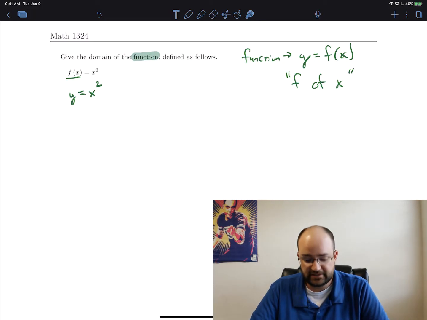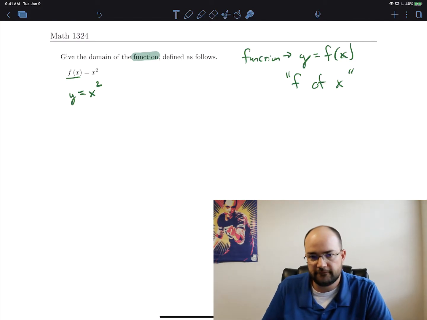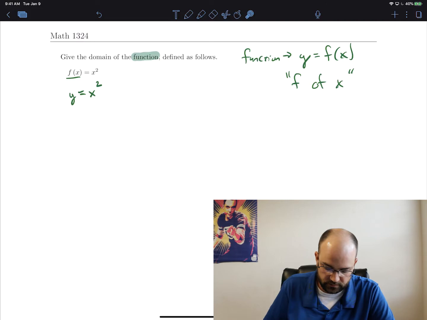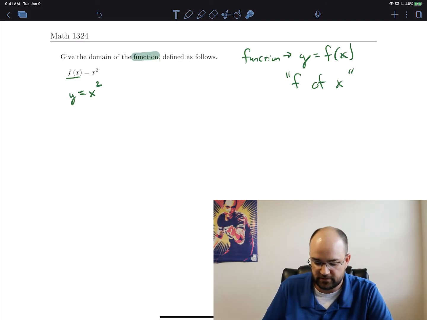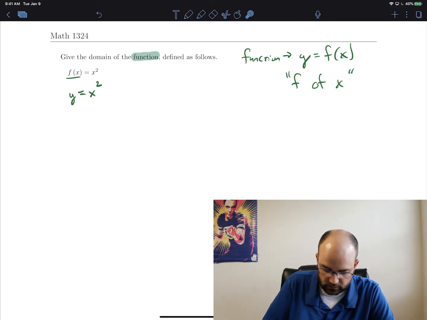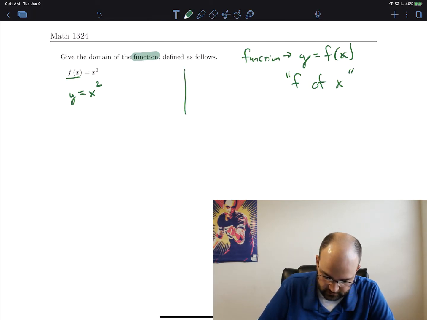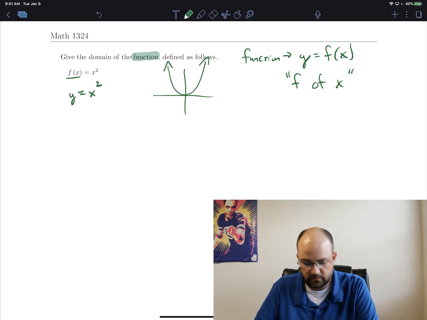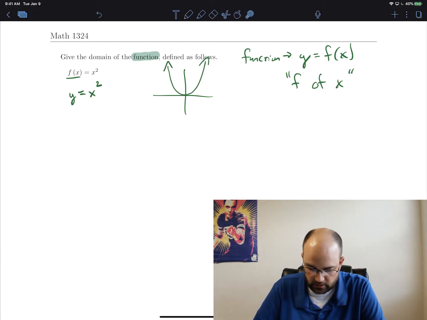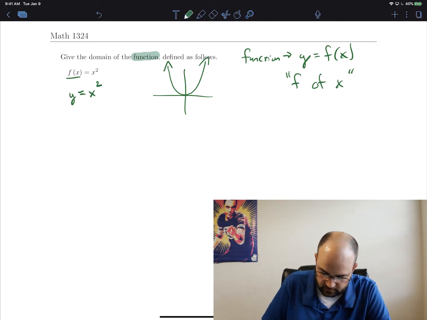Now, let's talk about domains. With domains, for functions in this form, we're going to have different possibilities. So if you were to graph y equals x squared, it would just look like a parabola. And that's fine, there's nothing wrong with it. Notice that on the x and y axes, the x tells me the domain.